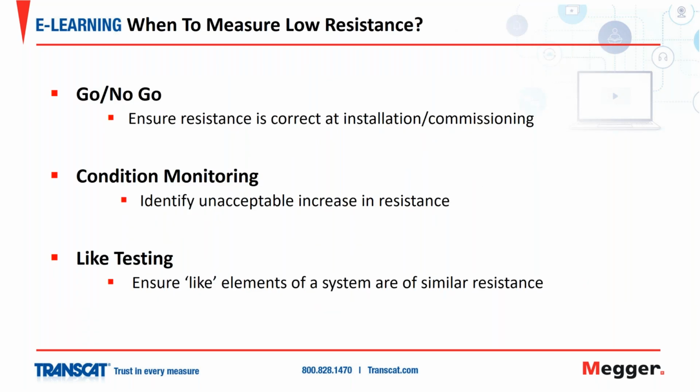So when do we measure low resistance? How is this testing used? Well, there's a go, no-go test. This is just checking for correct resistance when they install or commission equipment. It can also set a baseline for future measurement comparison. They're going to look for an increase in those resistance readings after they install or commission equipment. Then there's condition monitoring, and again, just looking for an increase in the readings that can indicate a problem. And then there's like testing. For example, resistance readings on similar joints on a bus bar should be very close to each other.